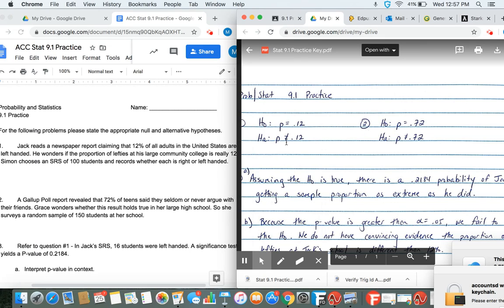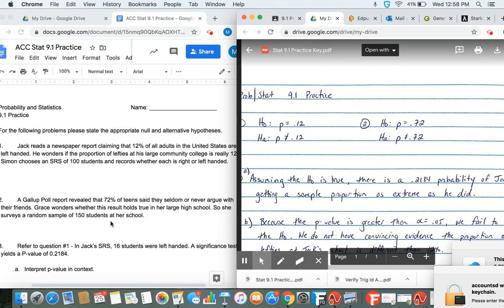If the wording was, he wonders if the proportion of lefties at his large community college is greater than 12%, well, we would have then just put a greater than sign here. Or if it said less than, we would have done the same. So that goes for our hypotheses. That's what we're going to start out these problems by doing.